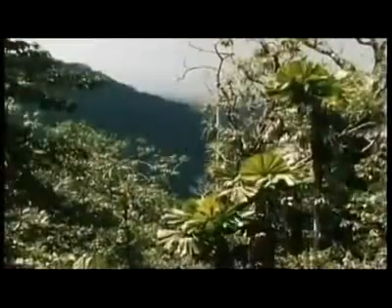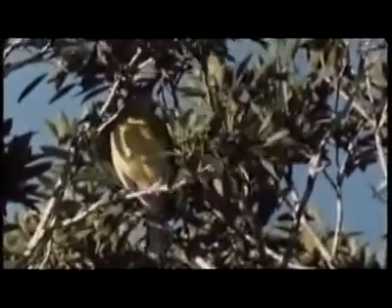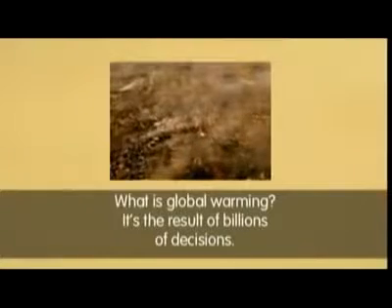Now listen to another clip. Trees are flowering earlier, birds are laying eggs earlier, butterflies are moving up hills. So what is global warming? It's the result of billions of decisions.